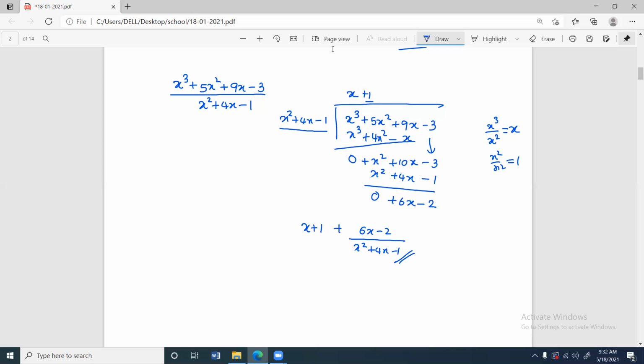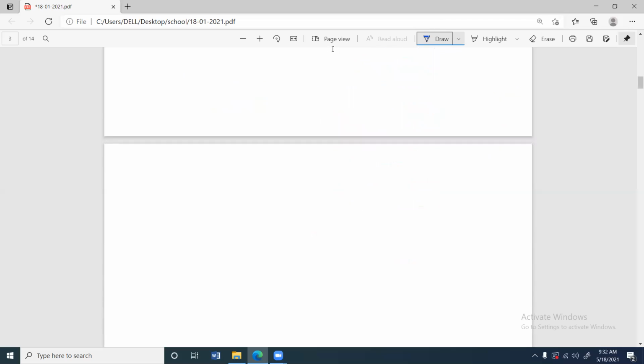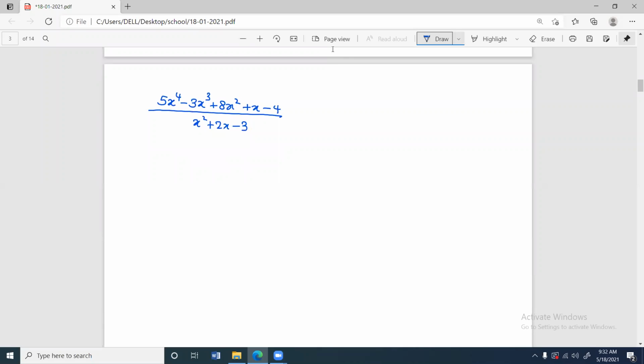Right. Okay. Let's go into another example and try to understand. Suppose that this is 5x to the power 4 minus 3x to the power 3 plus 8x squared plus x minus 4. I need to divide by this expression, x squared plus 2x minus 3. Right. I'm using the same technique to do this question.